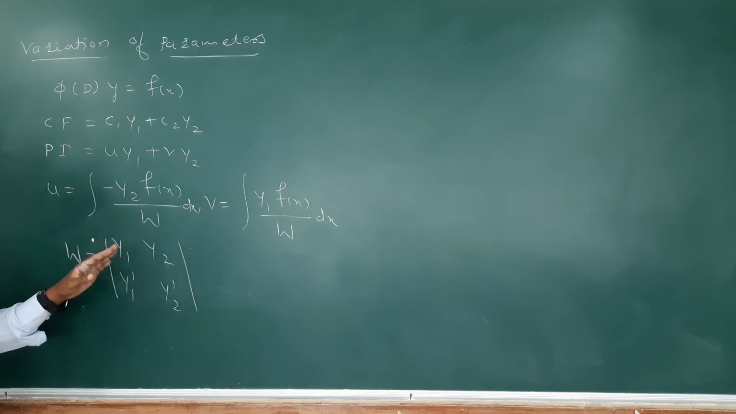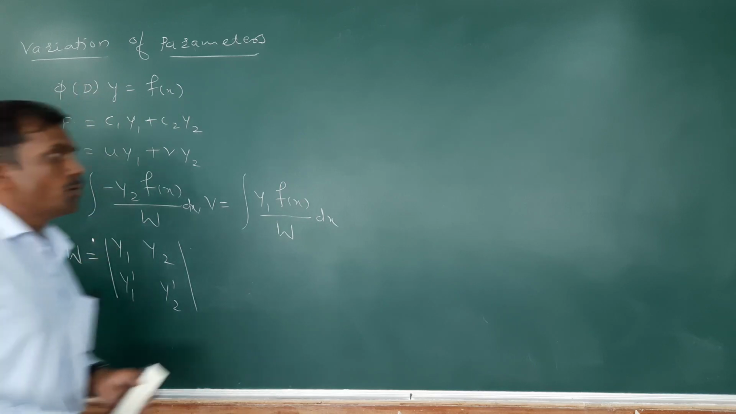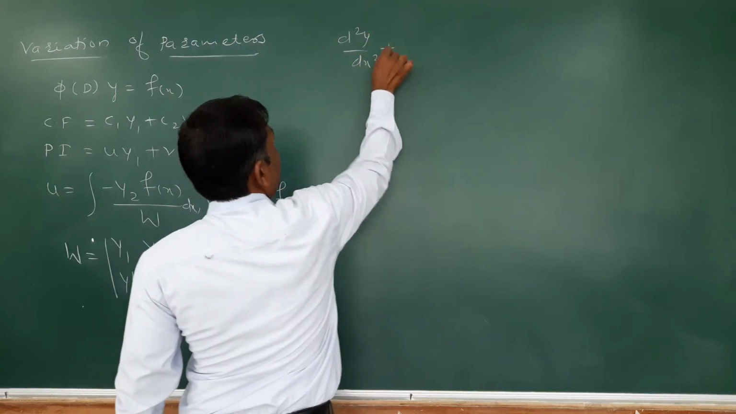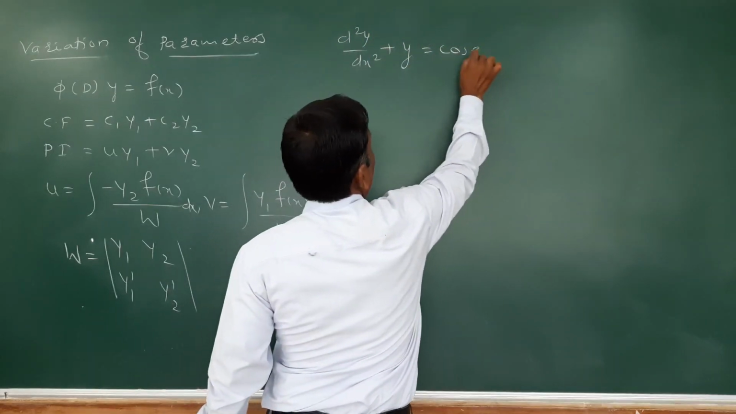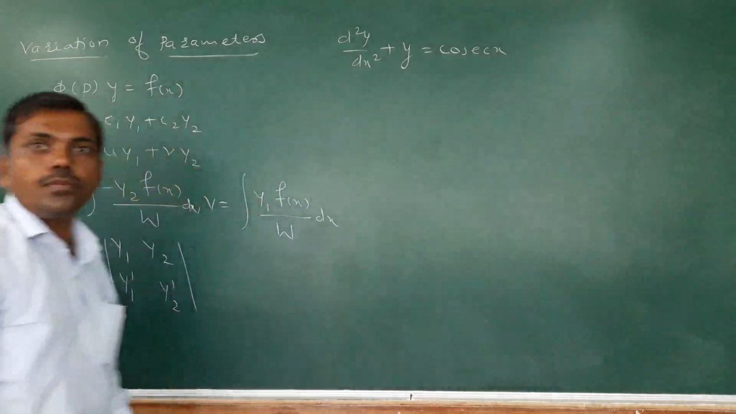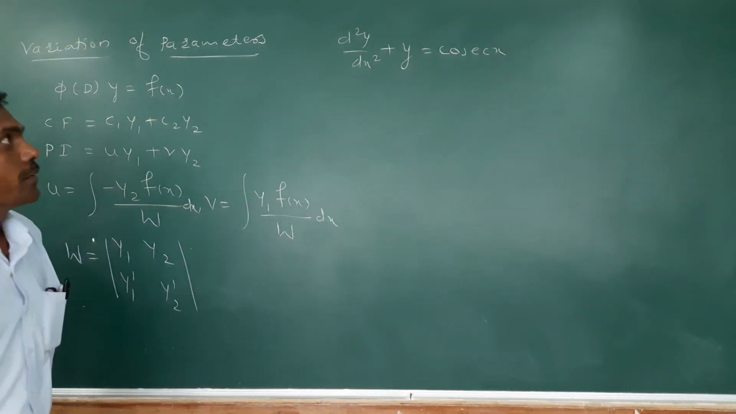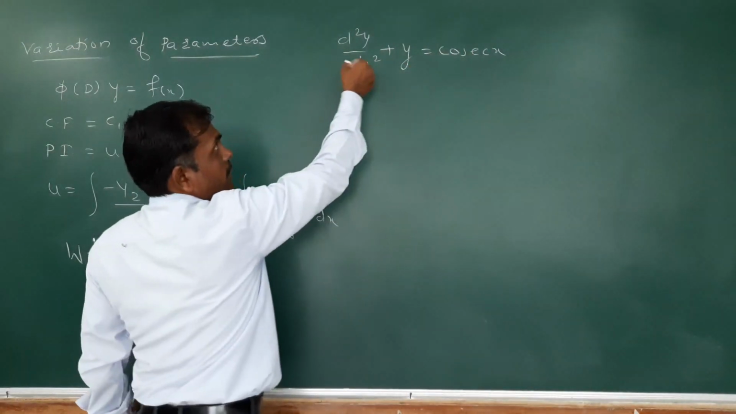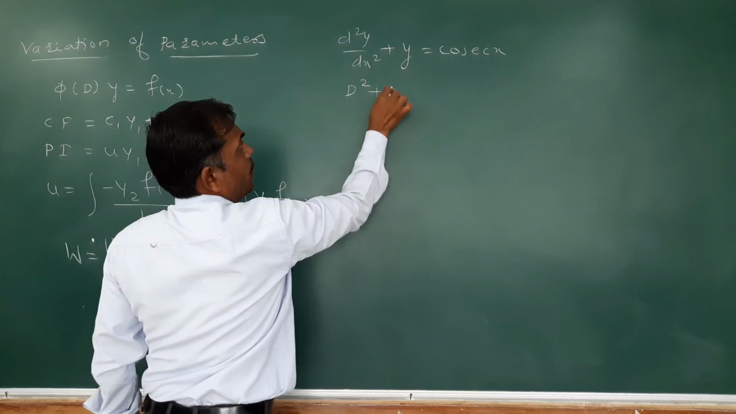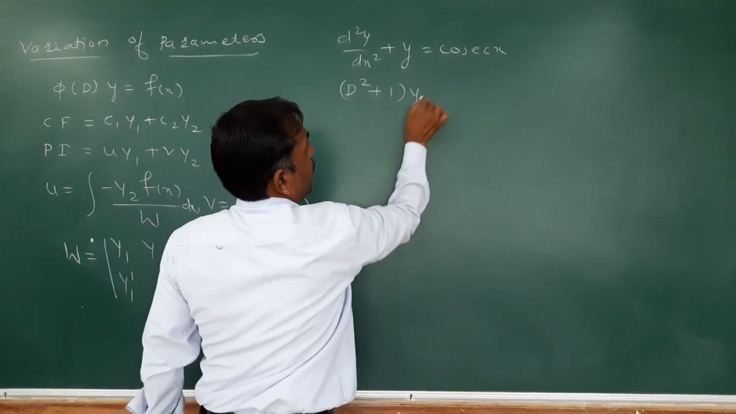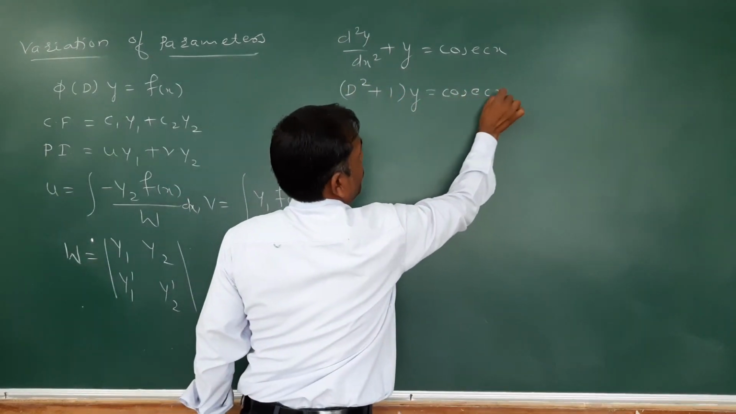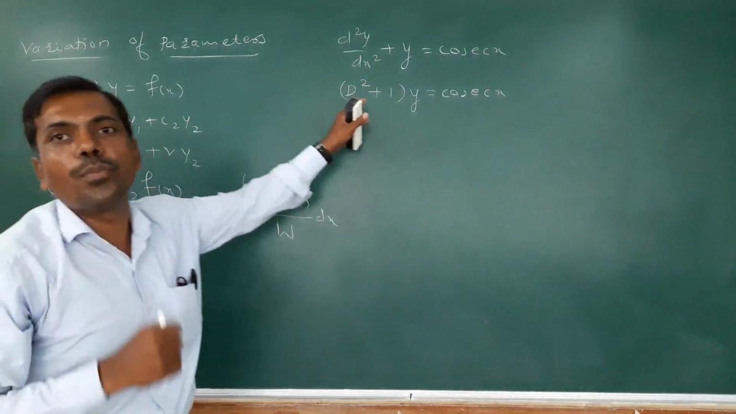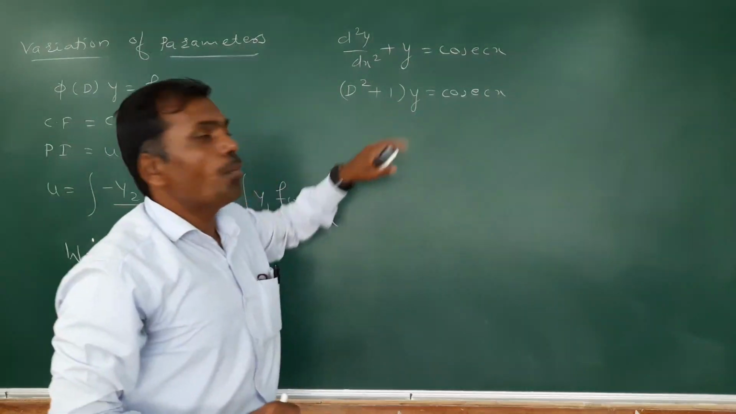So to understand this concept, let us take one example. Our example is d2y by dx square plus y is equal to cosec x, right? Here d2y by dx square plus y, this term we can write as D square plus 1 operating on y is equal to cosec x. We know how to reduce this using the capital D operator. Okay, write down the complementary function.